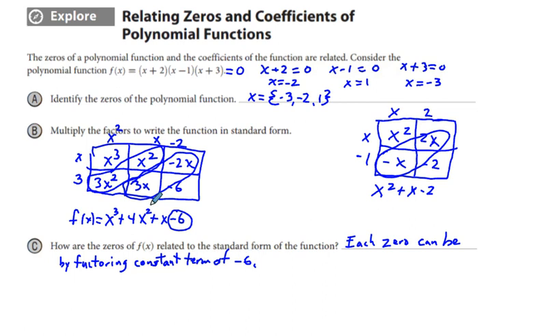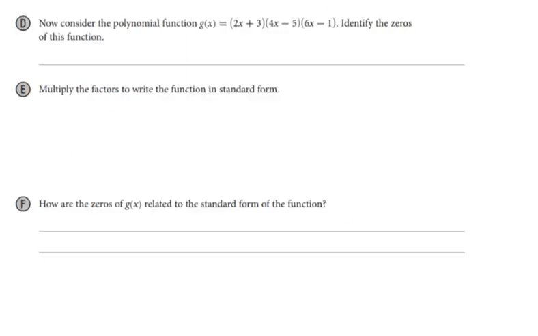Okay. Let's go ahead to consider the polynomial function. D, identify the zeros of this function. Same manner as the other one. Not a lot of room here, but I'm going to set each of these factors equal to 0. So we put 2x plus 3 is equal to 0. We put the next factor, 4x minus 5, is equal to 0.